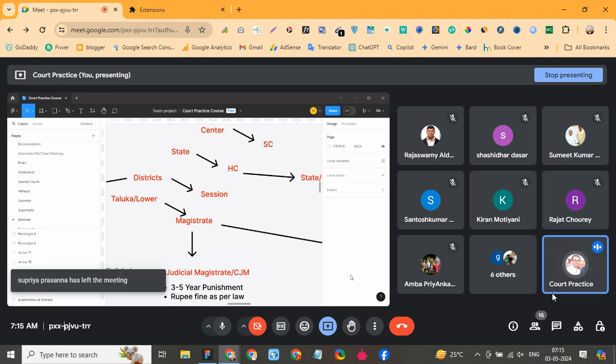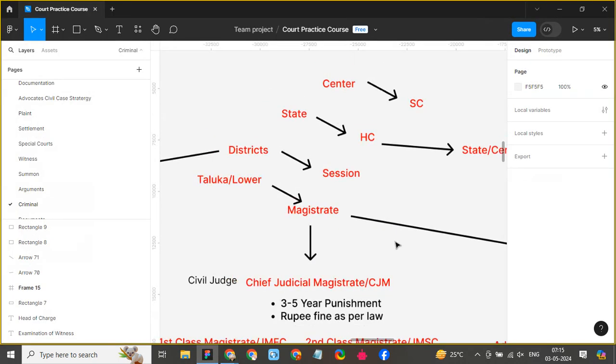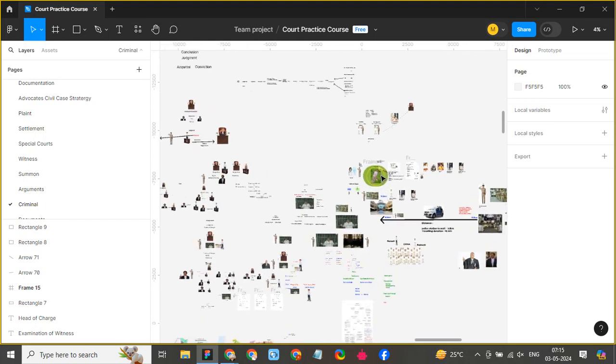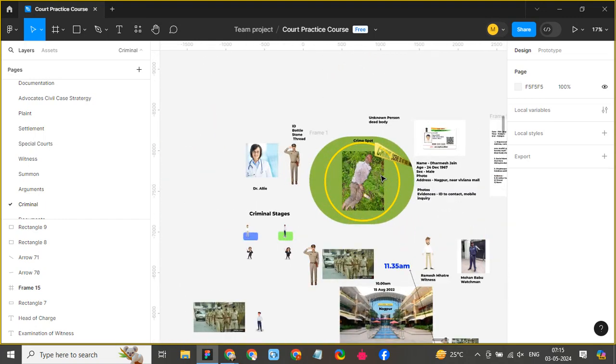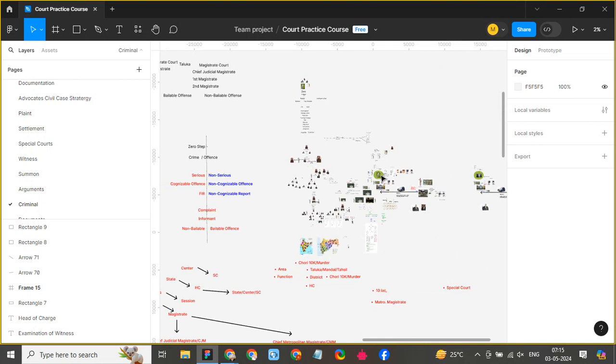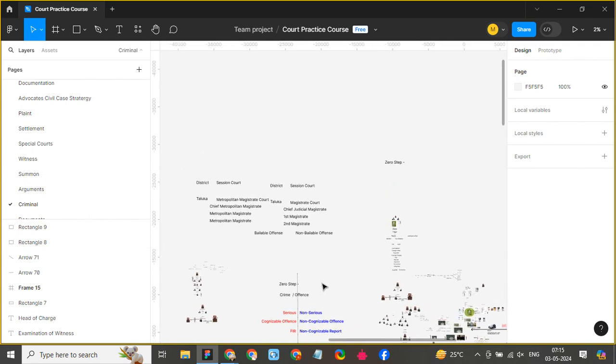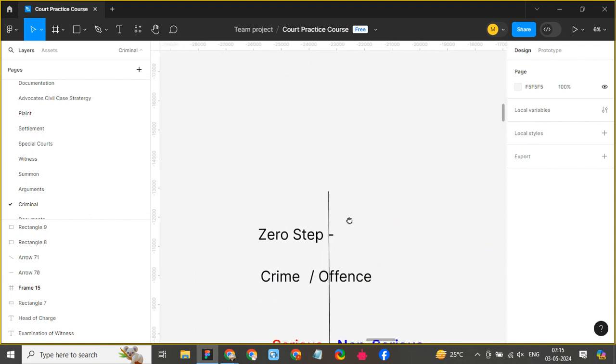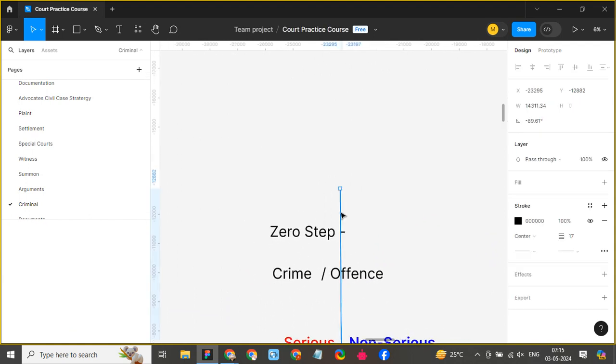So this will be the zero stage from the criminal point of view whenever we have to learn the same. So I'm just sharing the screen, and we'll continue with the further parts regarding the same. Okay, so these are the important parts. We can call it the zero stage. Zero stage is about the crime or the offense that should be there whenever we go through a criminal scenario.